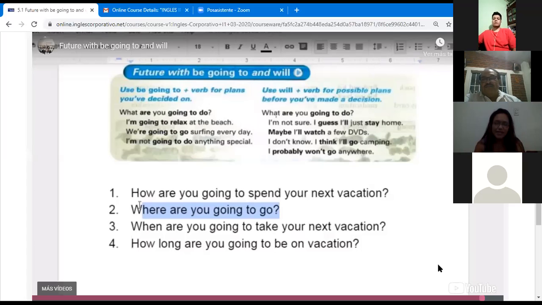How do you say, si todo se normaliza? If everything gets back to normal. Okay. If everything gets back to normal, I'm going to travel to another country. Okay. I will visit the beach. All right. Okay, very good. Okay, so this is where you're going to go, right? This is the plan that you have, if everything gets back to normal.